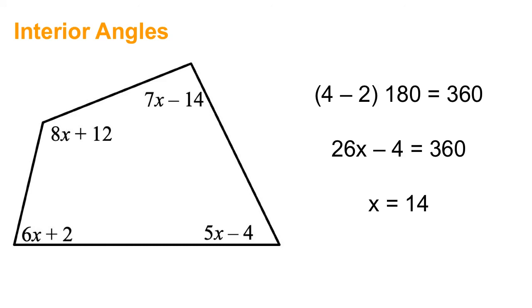So the key idea here is that the sum of the interior angles in a shape is n minus 2 times 180. You can set up equations for regular polygons using that formula, and you can also set up equations if the polygon is not a regular polygon.